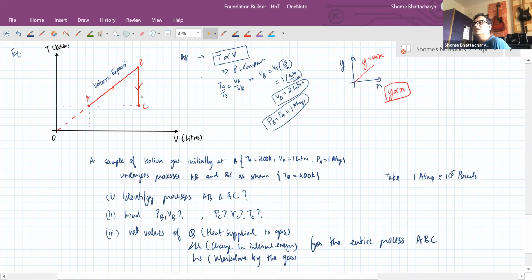Okay. That's one thing. Then B to C, you can see volume is constant and temperature is coming down. So it is isochoric cooling. Okay. So BC is one where volume is constant, so pressure is proportional to temperature. Okay, so pressure at C is equal to pressure at B into temperature at C upon temperature at B.